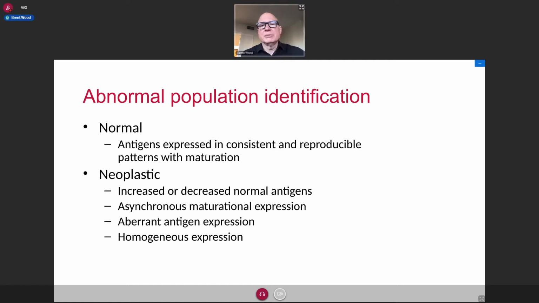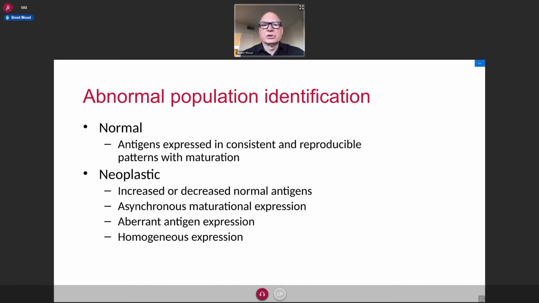When this happens, the underlying patterns of abnormality in neoplastic cells can be quite varied. There can be increases or decreases in the expression of antigens normally expressed by a given cell type. There can be changes in the timing of expression, in other words, the relationship between antigens during the maturational process, so-called asynchronous maturational expression, where immature antigens are expressed on more mature populations of cells or vice versa. There can be, frankly, aberrant antigens expressed that would never be expressed by a given cell type, and this is great when that happens, but it's actually not the most frequent thing that happens.